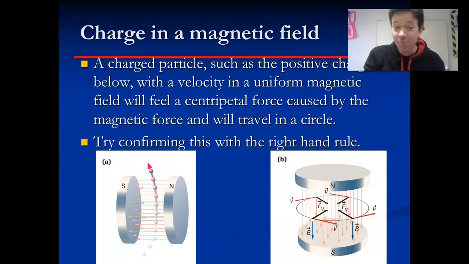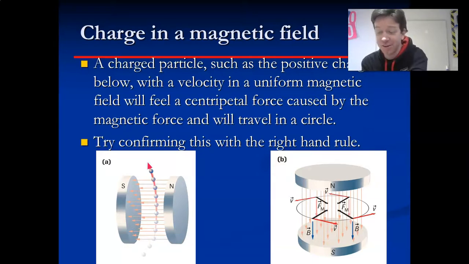Okay, so basically, the magnetic force is a centripetal force, or can be a centripetal force. And you can do the same thing with a negative particle. If I made this negative, it would just go the other way.